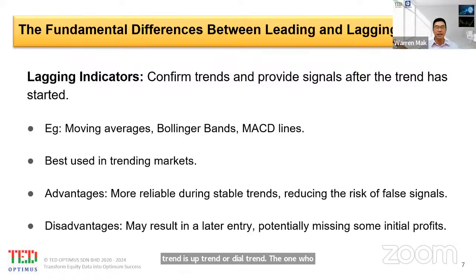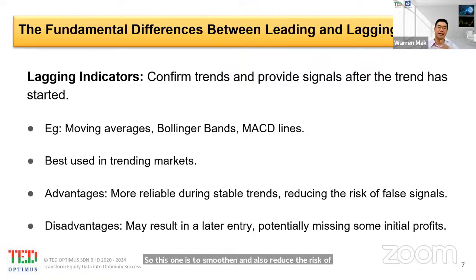The ones who can make a lot of money from a sideways trend are basically the options issuers or structural warrant issuers, or issuers of any instrument that makes money when the market is not really trending uptrend or downtrend. Their advantages are that they are more reliable during a stable trend, reducing the risk of false signals. The moving average especially smoothens the noise and false signals, so that you will not simply open or close a position just because of some interim short-period volatility. So this one smoothens and also reduces the risk of false signals.